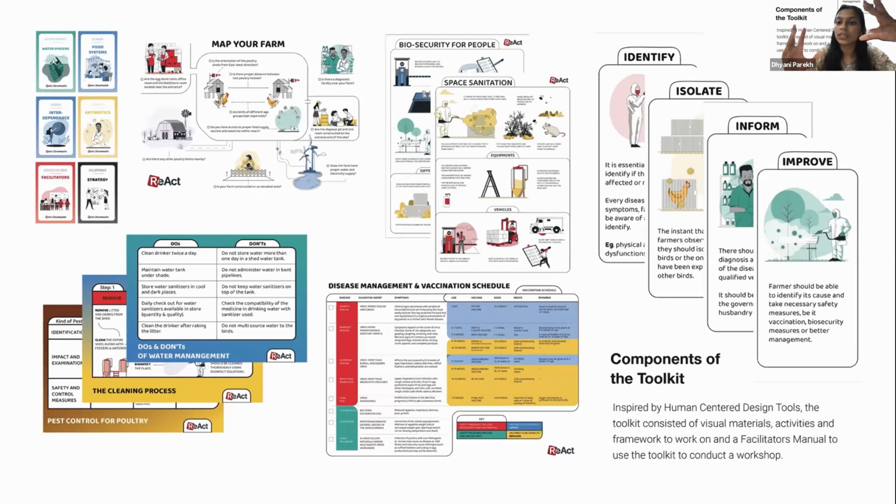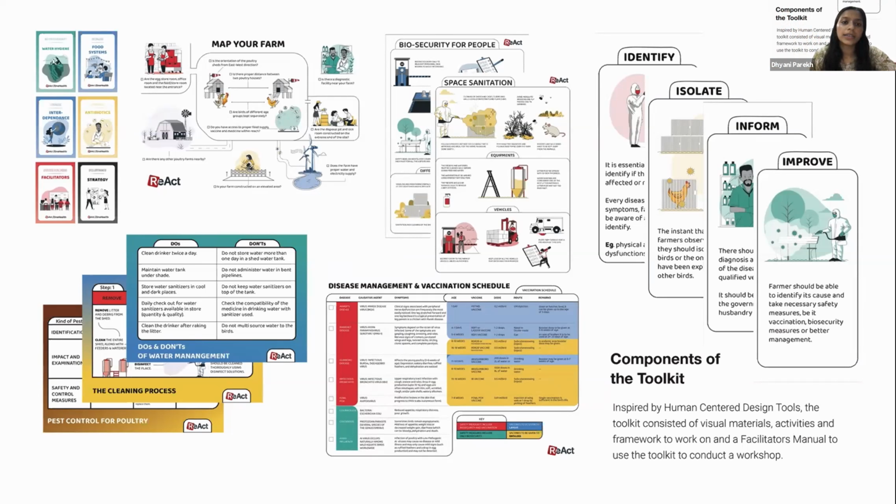Then the next thing you do is inform the nearest government authority or diagnostic facility, and then you improve. You understand what went wrong. Was it vaccination? Was it biosecurity factors that caused this, and how do you make it better? There was also understanding and mapping your farm activity. That was basically understanding whether your farm is biosecure. So you try to understand the different features and aspects of your farm, in terms of infrastructure and operations, that lead to or can lead to disease prevention.